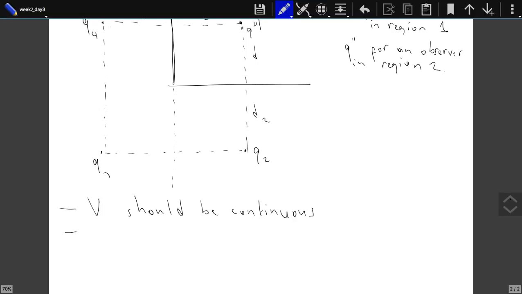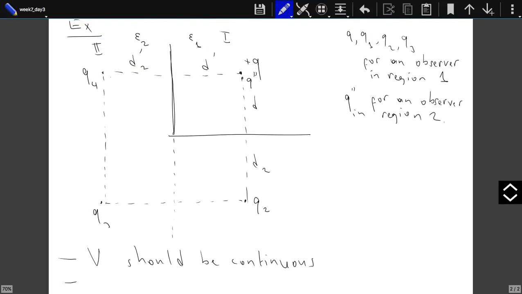Is it also continuous? Except on the charges. Are there charges on the interface? We are talking about the interface, on the system or on the interface? Well, you see, basically, we have to somehow match the potentials in region 1 and region 2. So we need to find some conditions that the potential should satisfy on the interface.